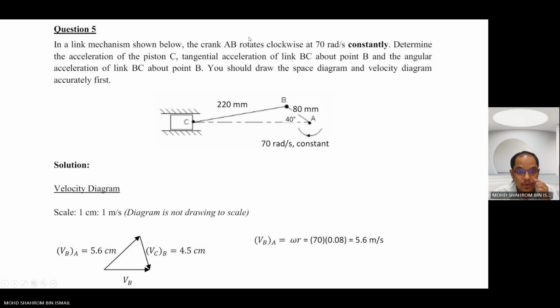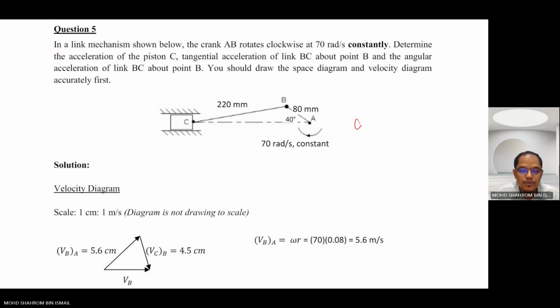Okay, I'm going to do the tutorial on solving this problem. Okay, very simple problem.